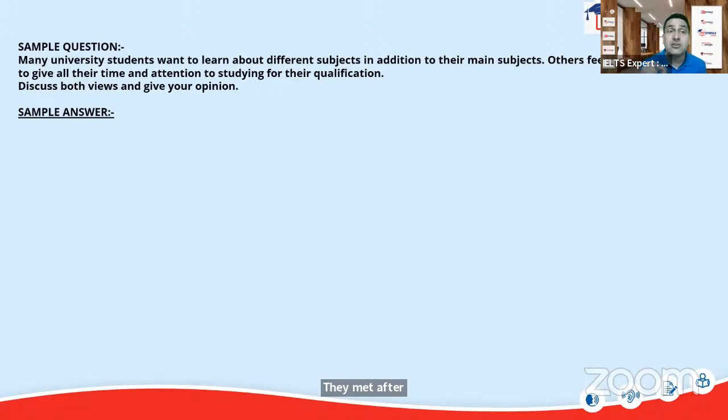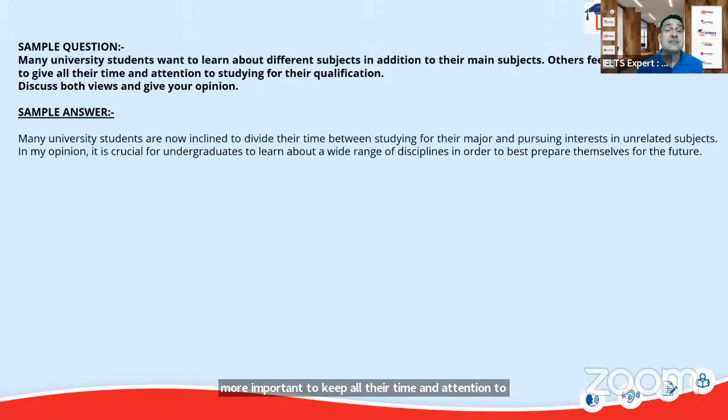So many university students want to learn about different subjects in addition to their main subjects. Others feel it is more important to give all their time and attention to studying for their qualification. Discuss both views and give your opinion. So this would be our introduction. What we do in the introduction part is write the given statement in our own words. Everyone would write it differently, and that's the objective.